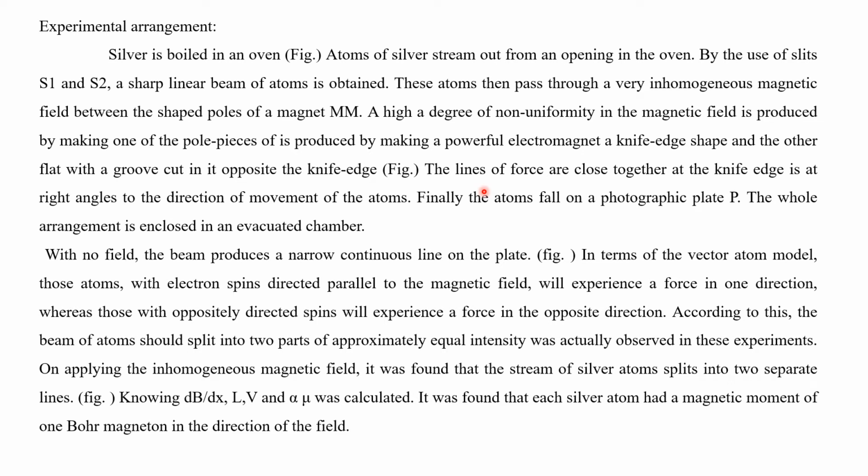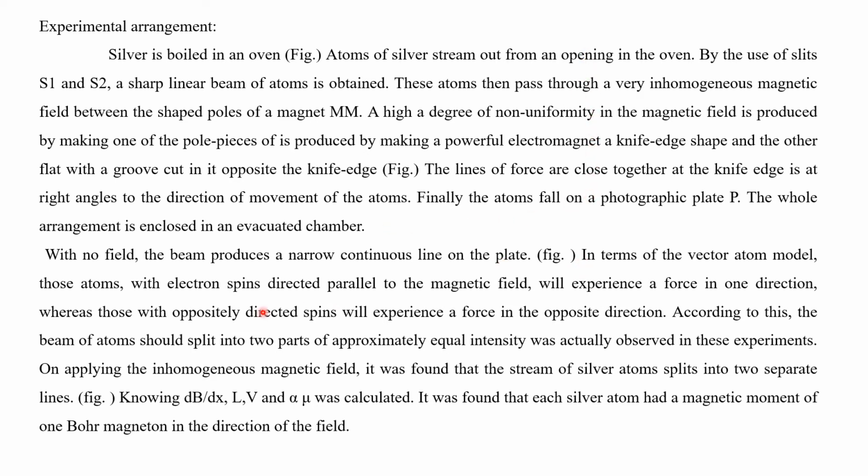The lines of force are close together near the knife edge, at right angles to the direction of the movement of atoms. Finally, the atoms fall on the photographic plate. The whole arrangement is enclosed in an evacuated chamber. With no field, the beam produces a narrow continuous line on the plate. Clear?